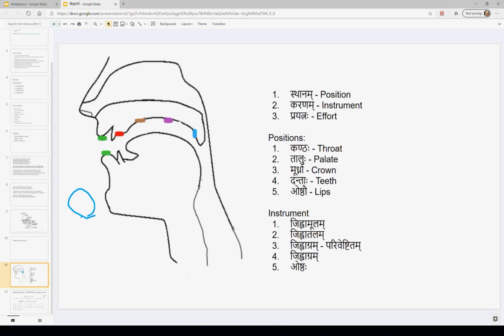So we also saw the position is defined as kantha or throat, where the air constriction happens, or at least it's supposed to happen. And then ka, in transcription, is written like this, and in Devanagari it is written like this. When we say ka, as in, let's say, what is the English word for ka?